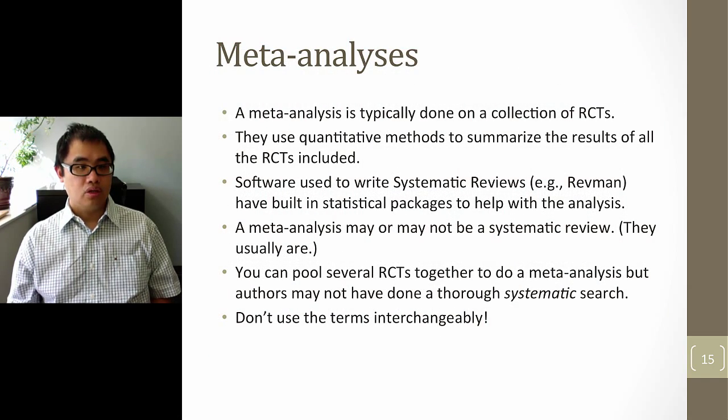Meta-analyses. So a meta-analysis is typically done on a collection of randomized controlled trials. Quantitative methods are used to summarize the results of all the RCTs included. So typically, software used to write systematic reviews, for example, RevMan used in writing Cochrane reviews, have built-in statistical packages to help with the analysis. A meta-analysis may or may not be a systematic review, but they usually are. And you can pull several RCTs together to do a meta-analysis, but authors may not have done a thorough systematic search. So don't use the two terms interchangeably.